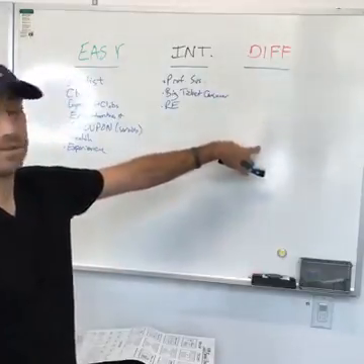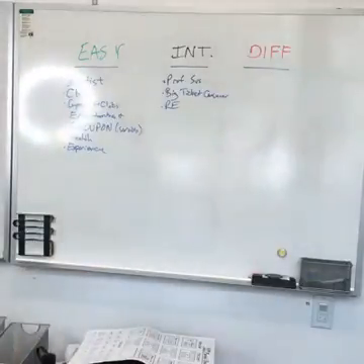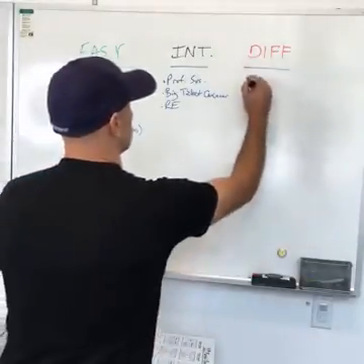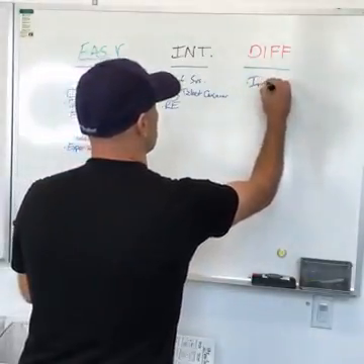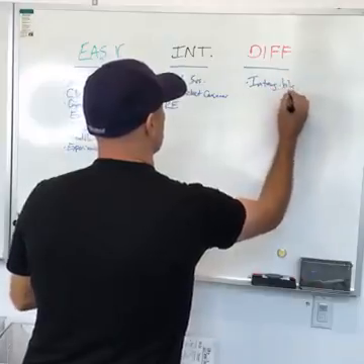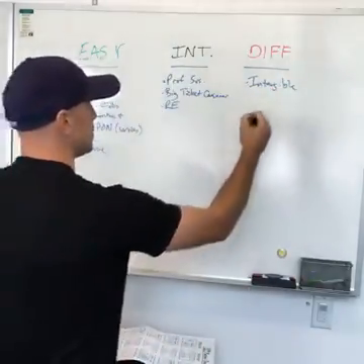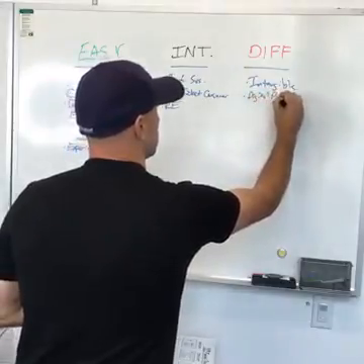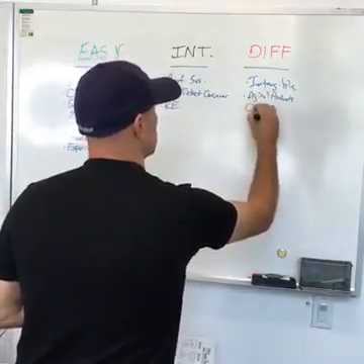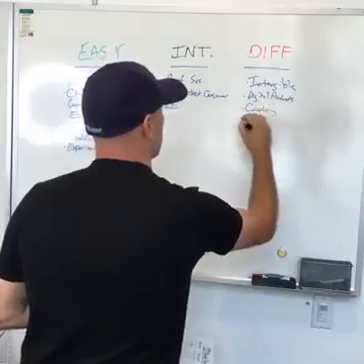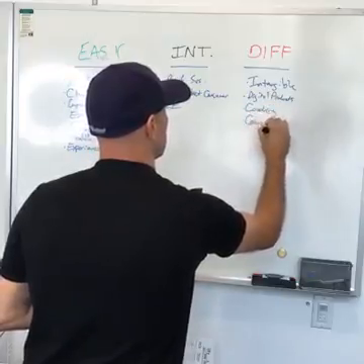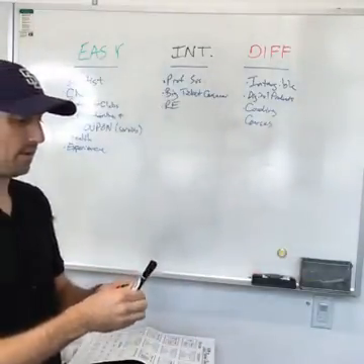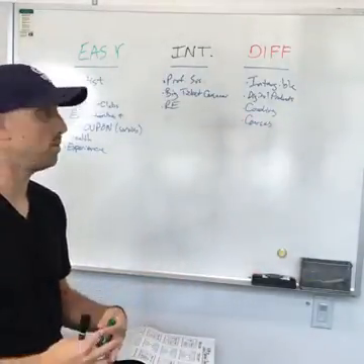Things that are super difficult are things that are intangible. So I'll put in intangible: digital products, coaching, courses. These are all sort of advanced, and the reason why is because it's very difficult to create enough perceived value for these things.